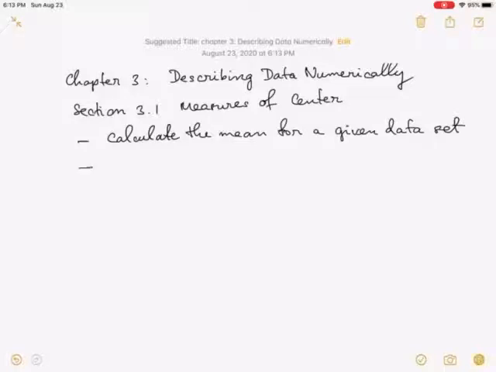Find the median. And describe why the median is sometimes preferable to the mean.